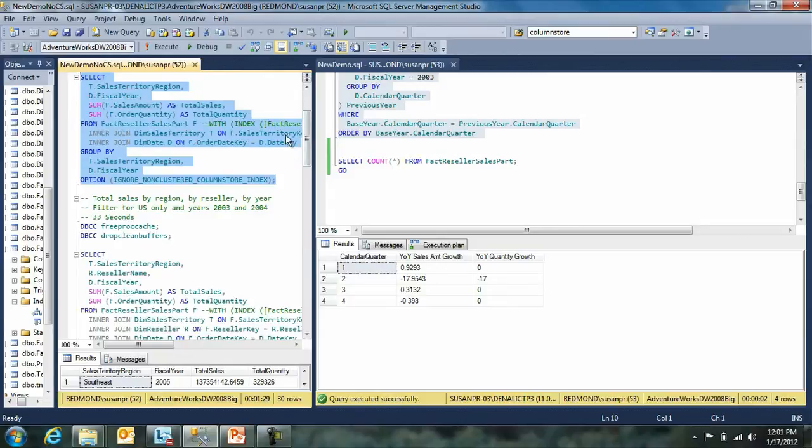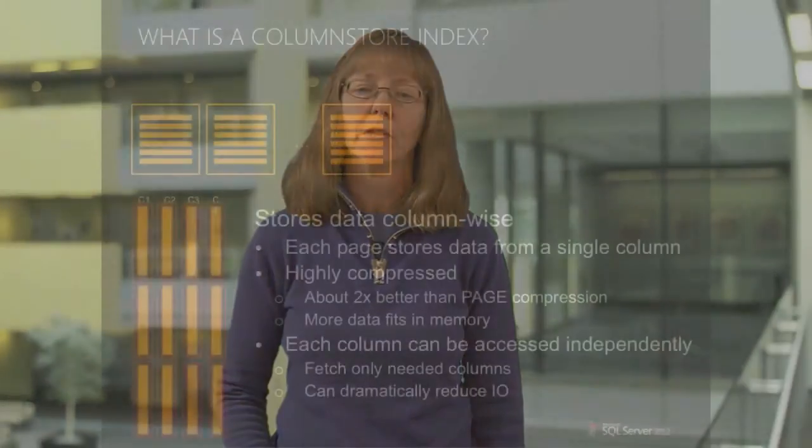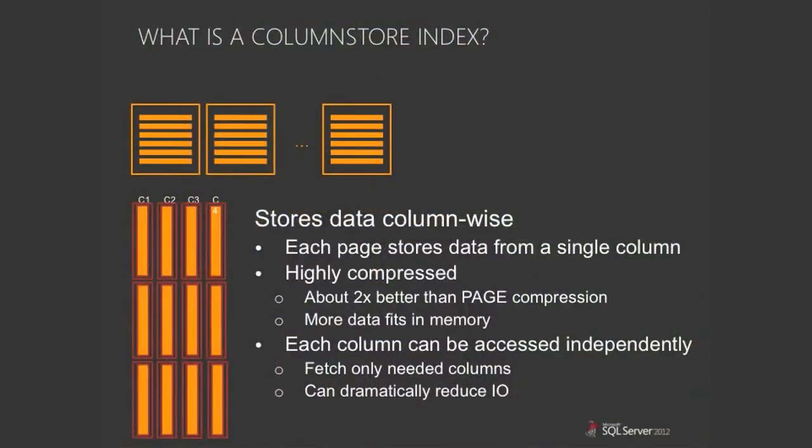So let's go back and talk about how these ColumnStore indexes work. So now that you've seen ColumnStore indexes in action, let's get into some details. What is a ColumnStore index, and how does it make those queries run so fast? So traditional database systems store data in row-wise fashion, meaning that all the data for a given row is stored contiguously. Each page has data for one or more rows, and when the data is retrieved, you bring back all the data for each of those rows.